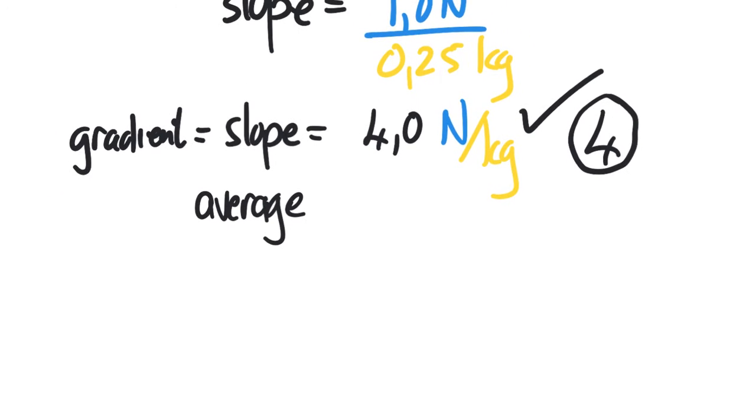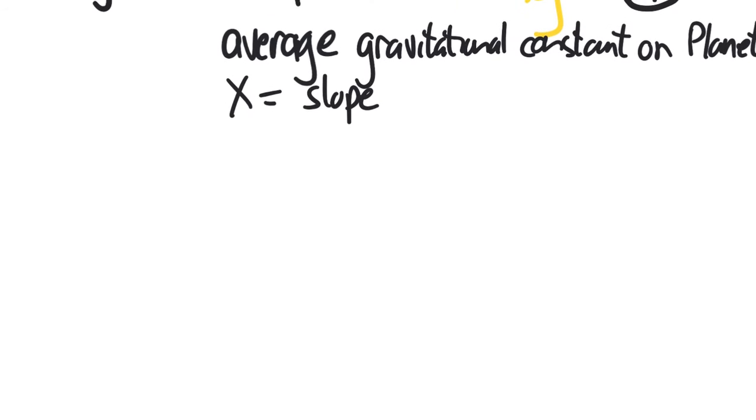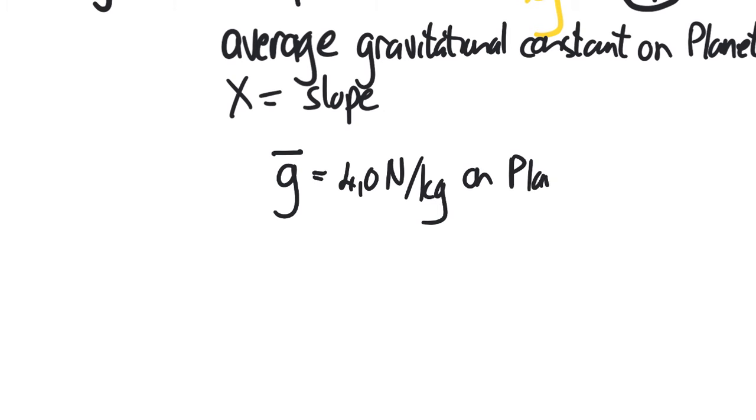the average gravitational constant on planet X equals the slope. So therefore we can say that the average value for G is 4.0 newtons per kilogram on planet X. Okay, and this little sign here is known as a bar, which implies average value.